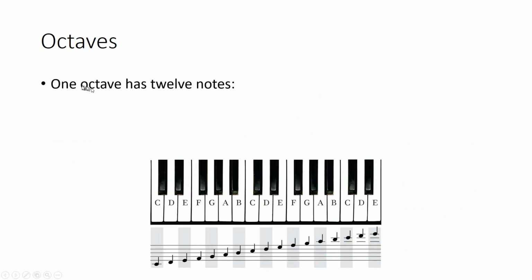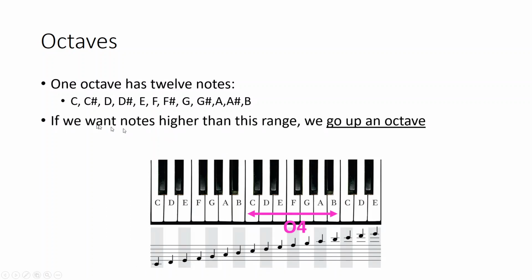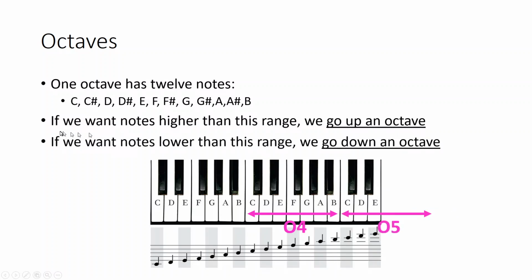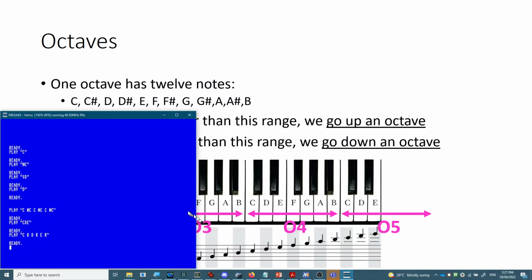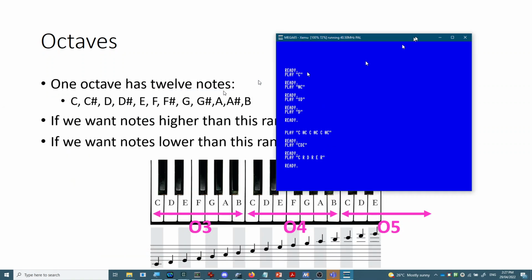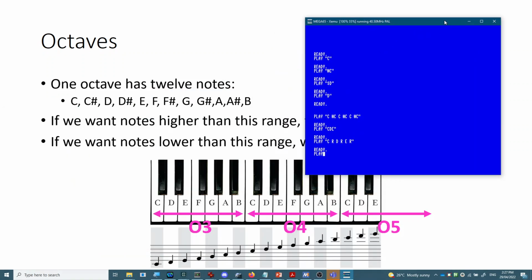Octaves. So one octave is a term to describe these 12 notes we can have from C ranging all the way up to B. Here I've notated that as octave number 4. So if we want notes that are higher than this range, we describe this as going up an octave. So let's say this is going up to octave 5. Or if we want notes lower than this range, we say we're going down an octave, and that's how I'm calling this octave 3.